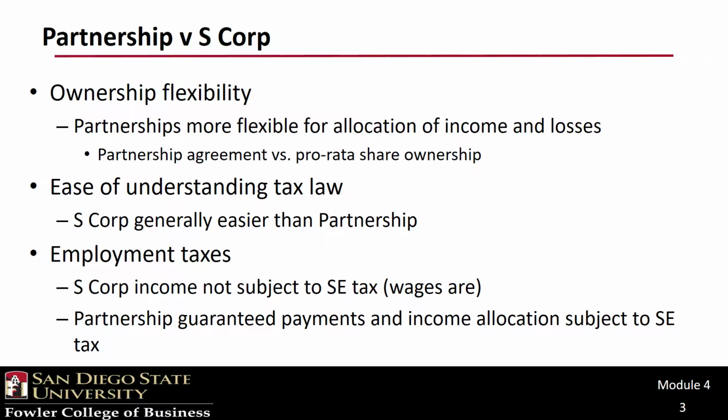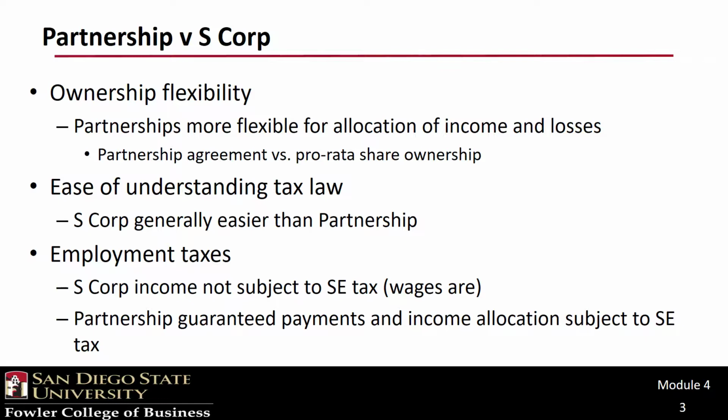Ownership rights are far more flexible with a partnership than an S-corp. A partnership agreement can spell out how income, deductions, gains, and losses can be allocated to different partners. S-corps are required to allocate income based on pro rata ownership, period. This can be both a curse and a blessing.